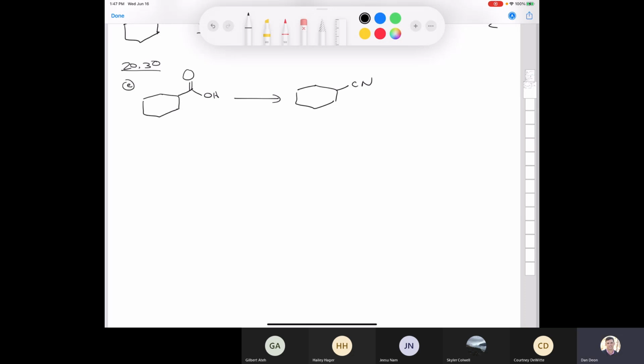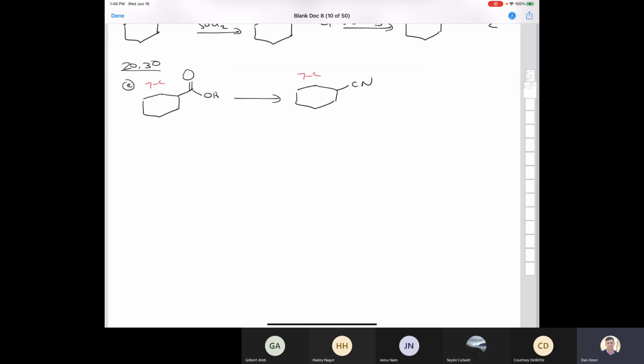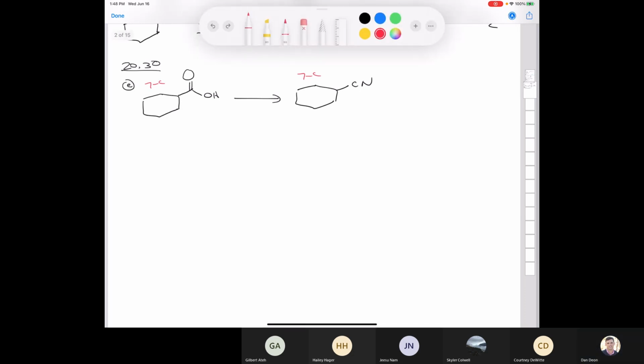Right, am I making any changes to the carbon skeleton? The answer is no. I'm starting with 7 carbons and I'm ending up with 7 carbons. So how many ways do we have to make a nitrile that don't involve changes to the carbon skeleton? Probably the best way to do it, in terms of my retrosynthesis, would be to have the primary amide, right?